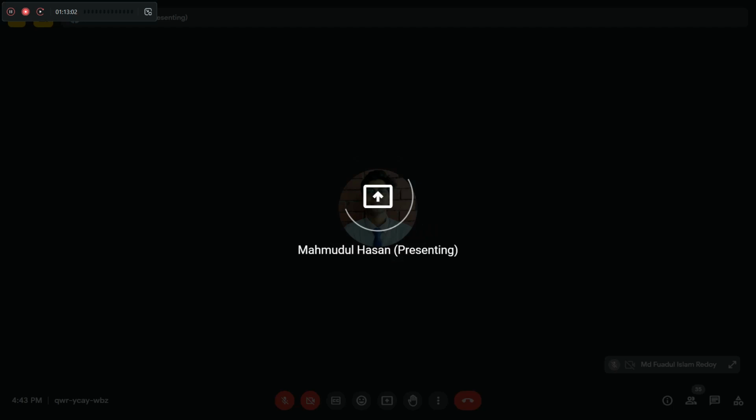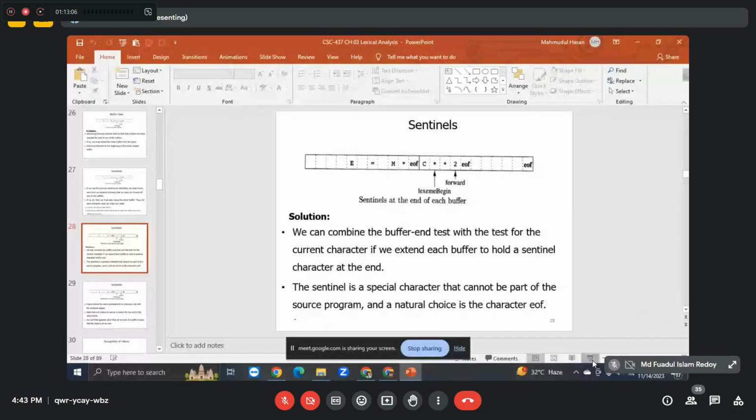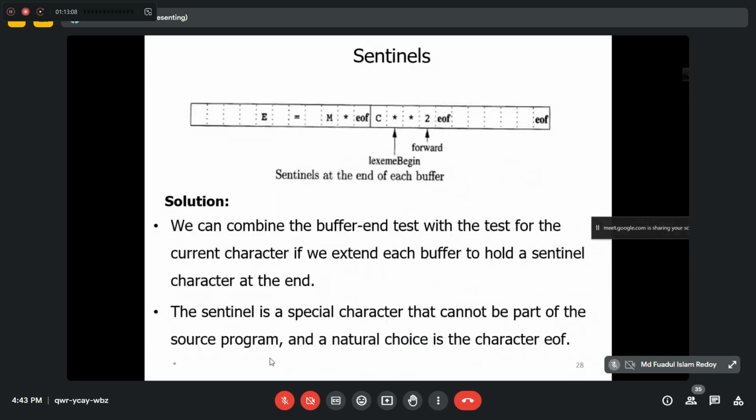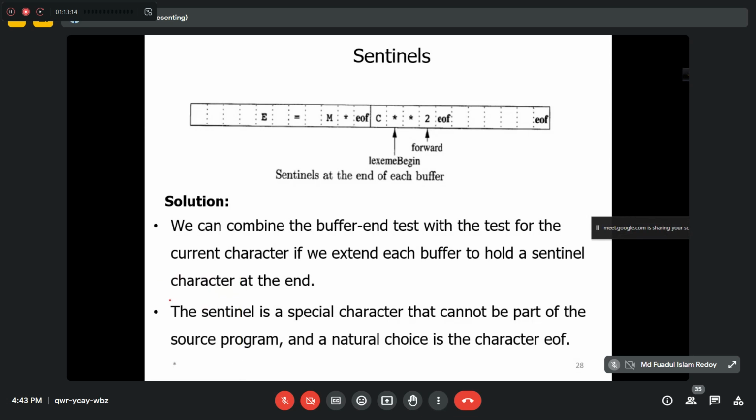So is it visible? Okay. So suppose now, just a minute. Okay. So this is your input buffer. So you can start from here, no problem. You can start from the first position.